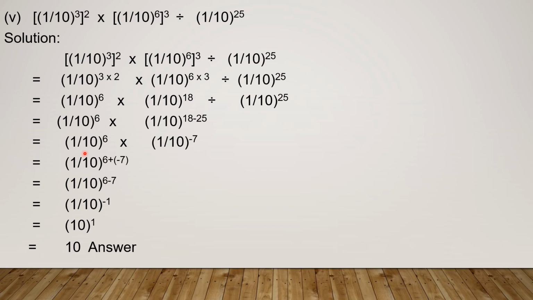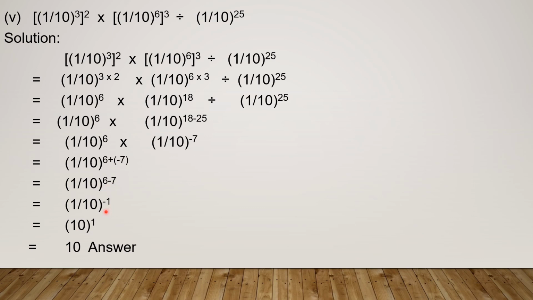Now students, here we have 1 by 10, here we have 1 by 10, same bases are there, and sign of multiplication is there. So we have to apply product law over here. What is product law? We will write both the bases once, 1 by 10, and we add the powers. Add 6 and minus 7. 6 plus minus 7. Now here we have two signs together, so they are going to be multiplied, plus minus gives minus. 6 minus 7 will become what?